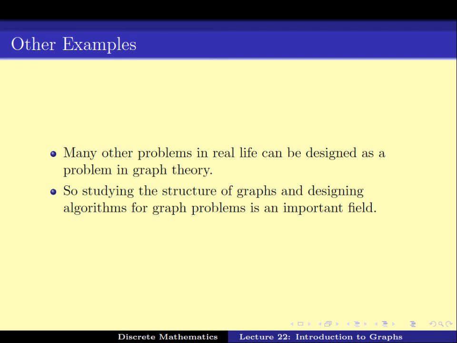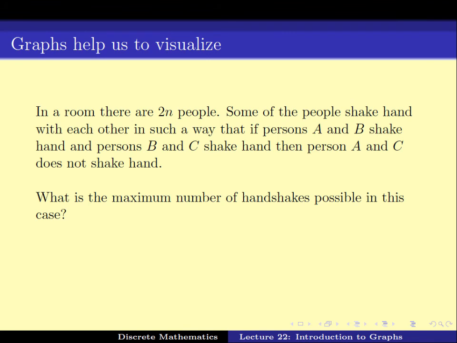Now this was all an introduction to graphs. How does it help solve our problems? Here is the first problem that we have. In a room there are 2n people. Some of the people shake hands with each other in such a way that if A and B shake hands and B and C shake hands, then A and C do not shake hands. What is the maximum number of handshakes possible?